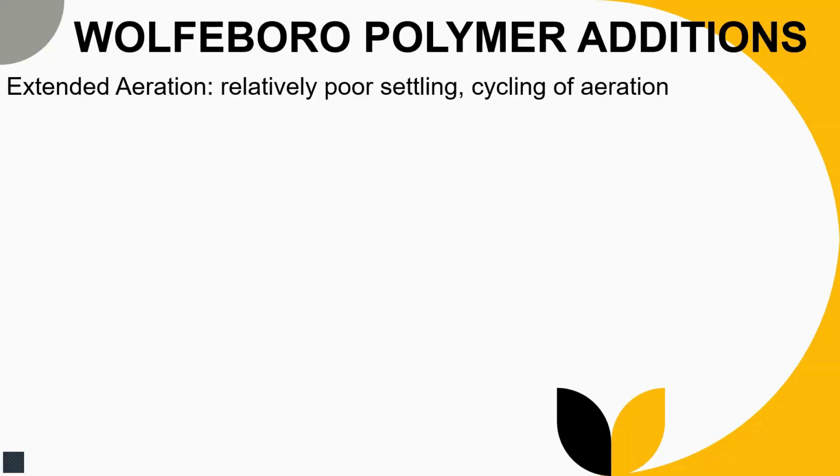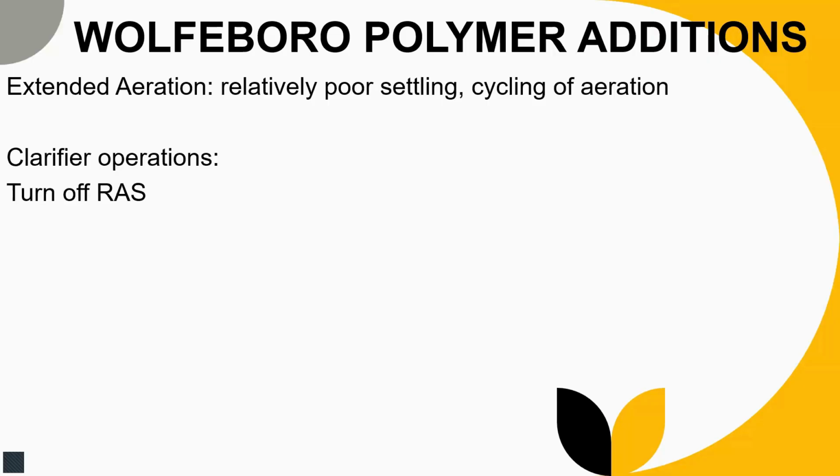So they have extended aeration. Extended aeration often coincides with relatively poor settling. They cycle their air. They get really good biological phosphorus removal, really good biological nitrogen removal, just through the cycling of air. Very classic nutrient optimization type of effort there. But for the clarifier, they do some really cool things.